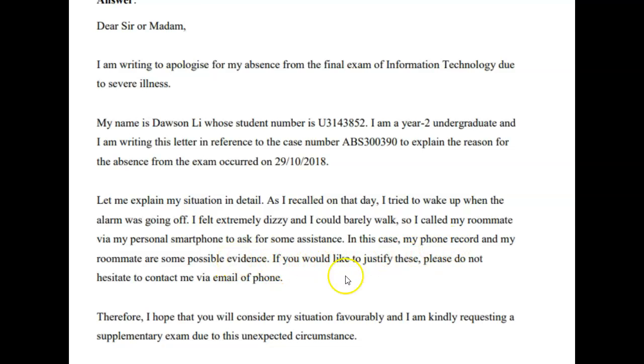If you would, now this doesn't make sense, if you'd like to justify these. If you would like, let's see, I mean, how can you say this? That doesn't make sense, if you'd like to justify these. Okay. I would be happy to provide this evidence if you would like. That's one way you could have said it. But I also felt like it was really underdeveloped. So great, you felt dizzy, and so you should have gone into a little more detail about this.